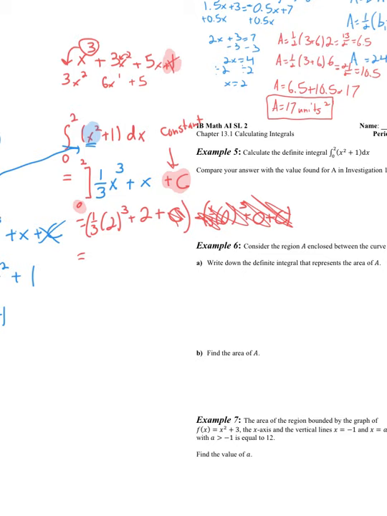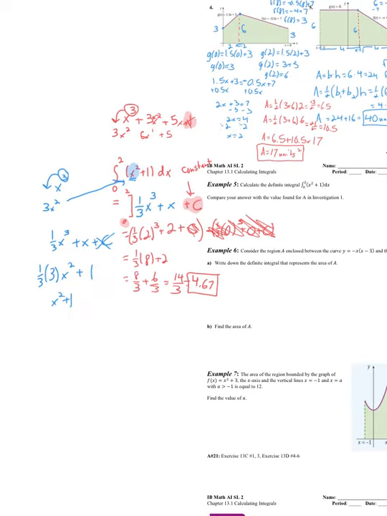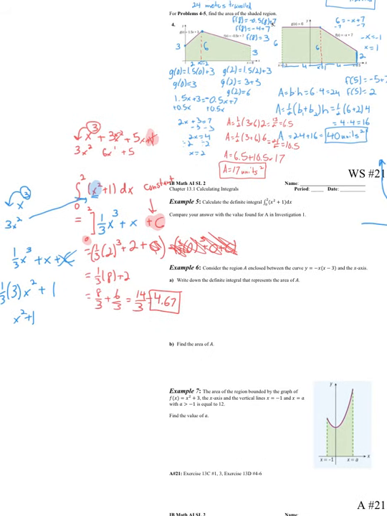I end up getting like a 1/3 times 2 to the third. So that's going to be a 1/3 times 8 plus 2. 1/3 times 8 is 8/3. 2 is a 6/3, which becomes 14/3. If I do 14 divided by 3, I get 4.67. There's my integral for example 5. Really weird. Like I said, I'm not expecting you guys to do that by hand ever, but that's just what integrals do. That's how you calculate them, and that's how you find them by hand.